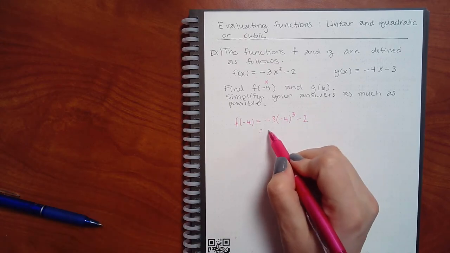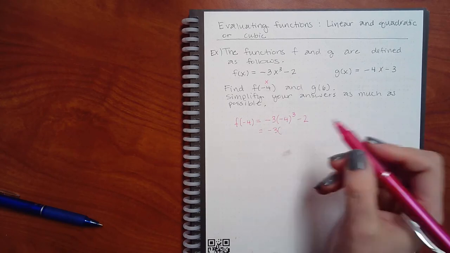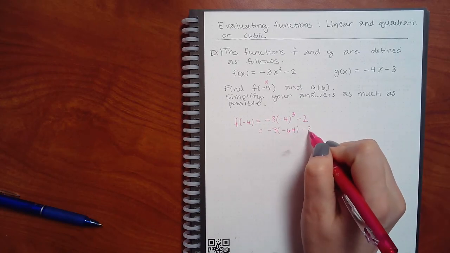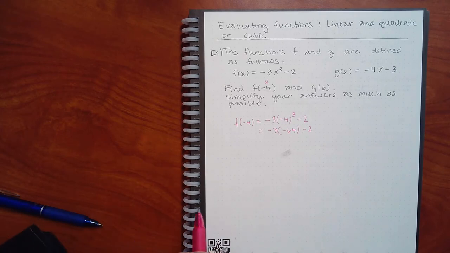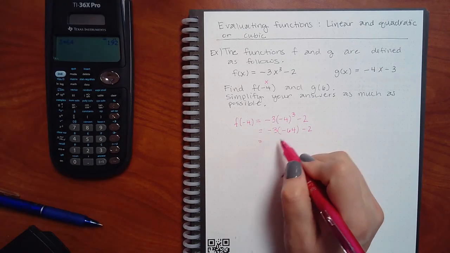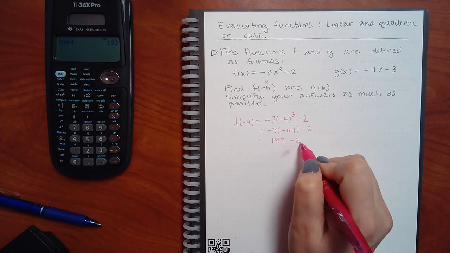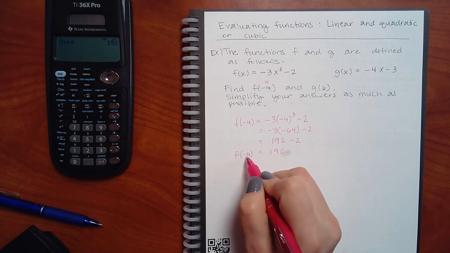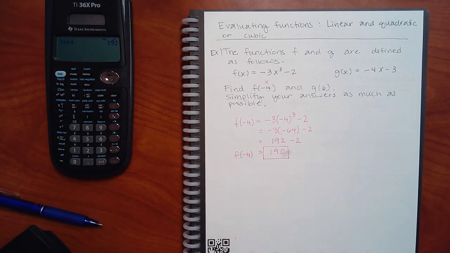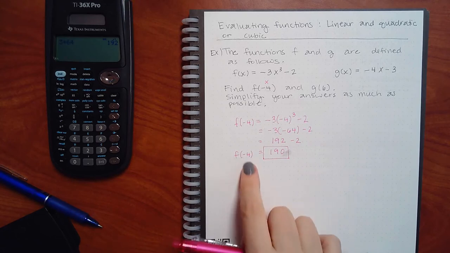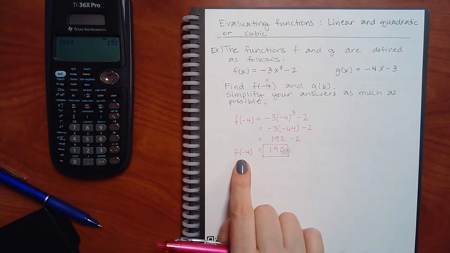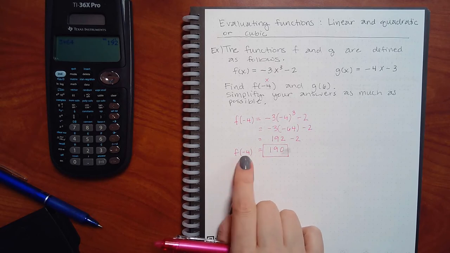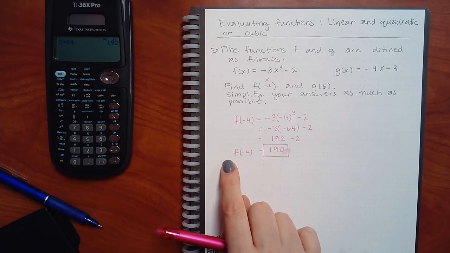So we got negative 4 times negative 4 times negative 4 is negative 64. Then 3 times 64. Negative times a negative is going to give me a positive. And then when I minus 2, I get 190. So when I plug negative 4 into my function, what I get is 190. This is just notation. This is not a multiplication. This is a notation of saying plug negative 4 into your function f.